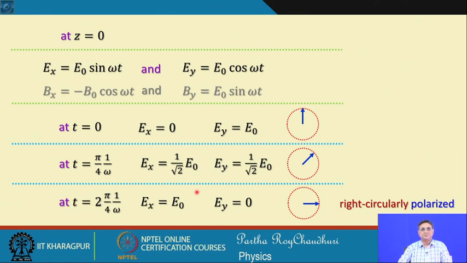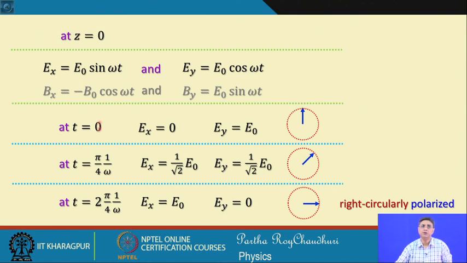Next, we consider how we analyze whether the tip of the resultant electric field is rotating in the clockwise sense or anti-clockwise sense. In order to do that, we consider what happens at z equal to 0 to the electric field and the magnetic field. Let us consider the electric field E x equal to E 0 sin omega t and E y equal to E 0 cosine omega t. For all the discussion, we have considered that the position is fixed at z equal to 0. That is why we could write the equation E x equal to E 0 sin omega t, E y equal to E 0 cosine omega t.